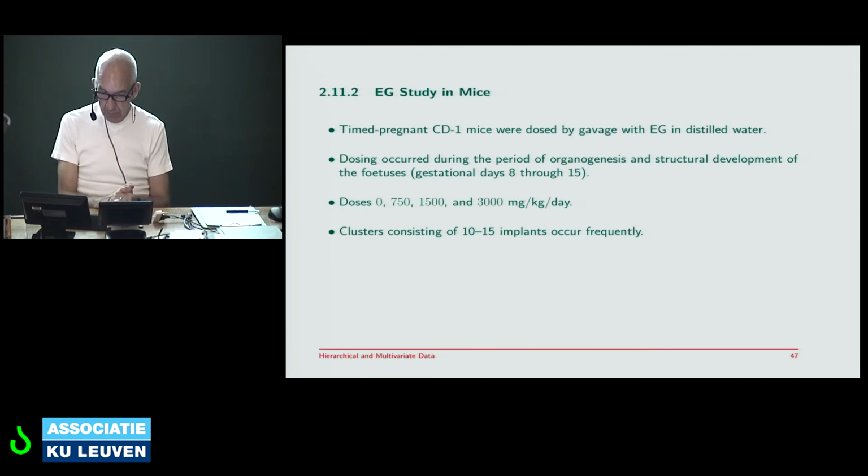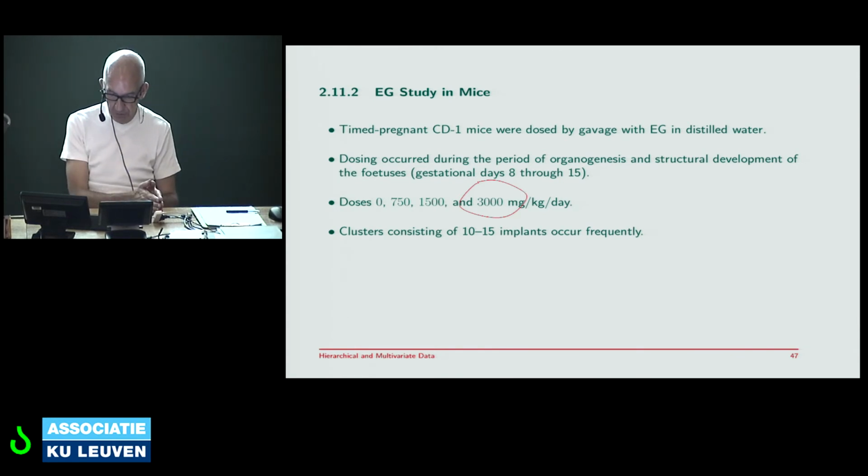So, okay, let me briefly run over the EG study in mice. We have, as I said, time-pregnant mice, so that means we exactly know in what day of their pregnancy they are. We look during days 8 through 15, more or less coherent with the graph I showed earlier, and the doses here are up to 3,000 milligram per kilogram per day, ranging from 0 to 3,000, and then, as I said, with intermediate doses, half of that and 1/4 of that. Okay, so in each one we have a number of replicates, and each of those 4 doses then produce a piece of information.